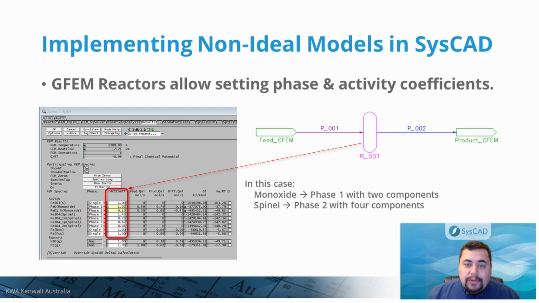This screenshot shows the access window or configuration window of a Gibbs Free Energy Minimization reactor for the iron oxide hydrogen system in SysCAD. You can see that the monoxide phase is designated as phase number 1, and the activity coefficients highlighted in yellow are set by the RK binary solution model, whereas the spinel, or phase number 2 here, has fixed values for activity coefficients for each of the end members.